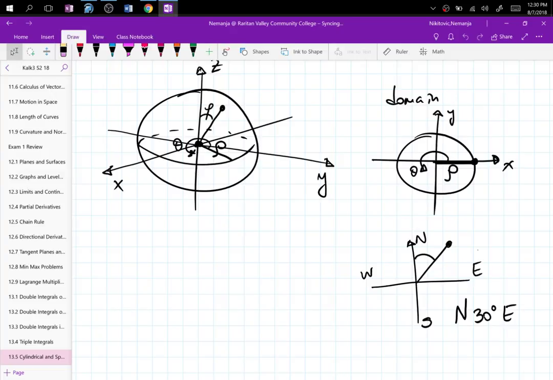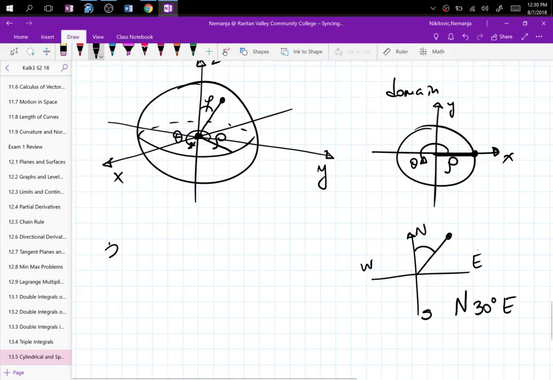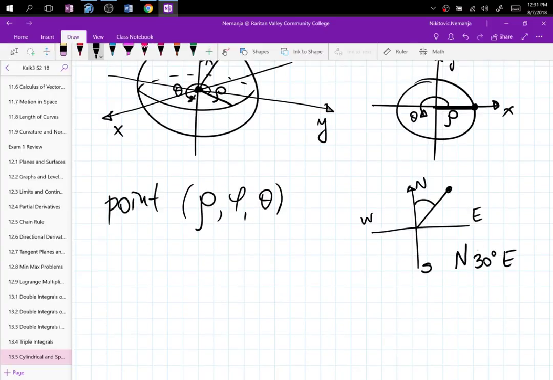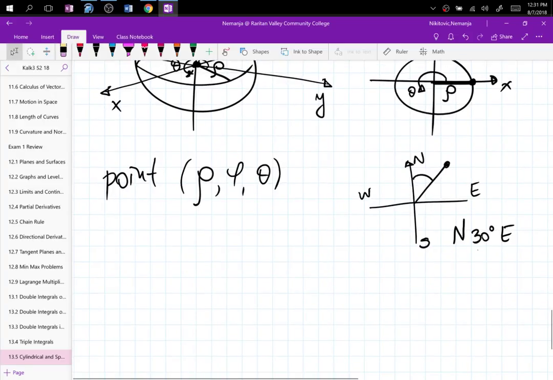Okay, so now we have our point to be described as rho, phi, theta. We are able to find any one of those. So let's find one point so it's clear. You have 3, pi over 6, and pi over 2, let's say.